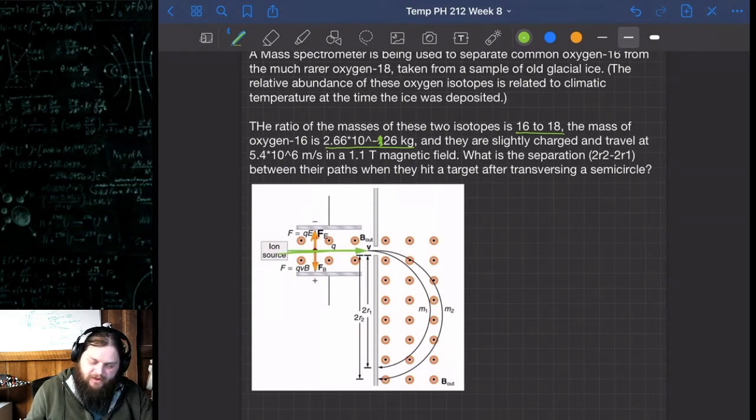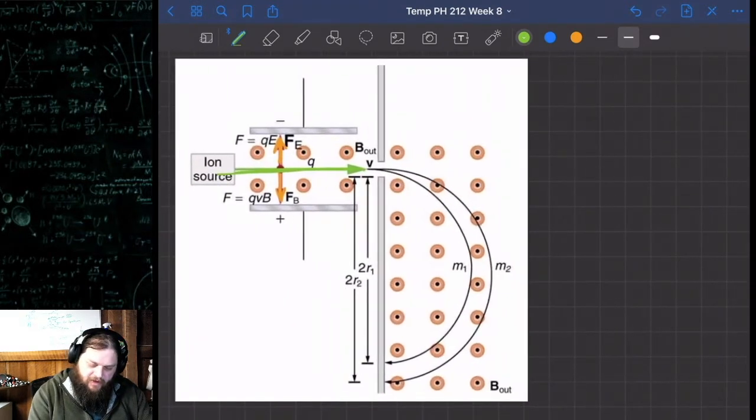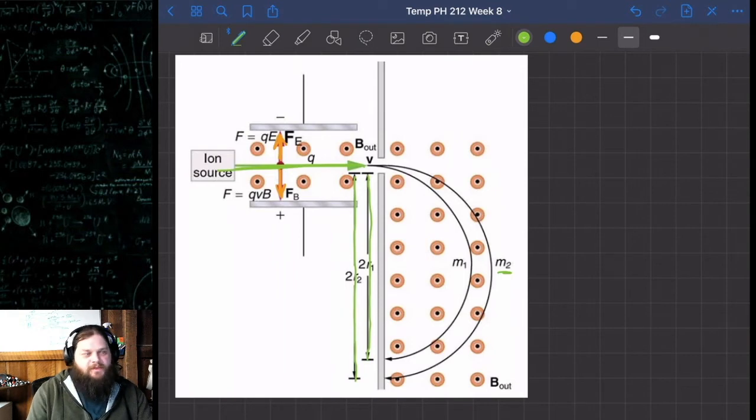And they are slightly charged and travel at this velocity. And we have a magnetic field of 1.1 Tesla. So they want to know the separation, which is 2 times R2 minus 2 times R1. So you can see on the depiction here, 2 times R2 is the diameter that mass 2 is going to go out. And 2 times R1 is the diameter that mass 1 is going to spin out.